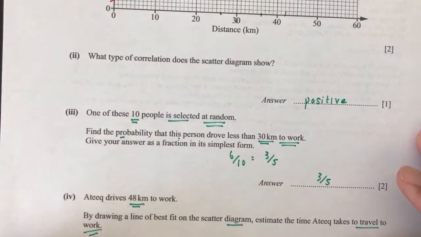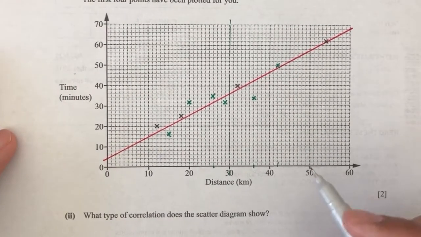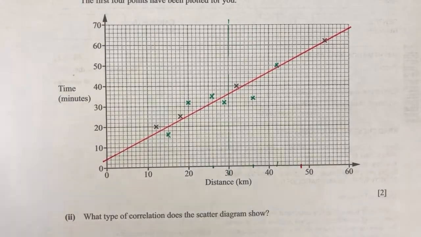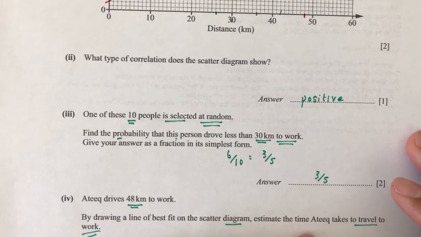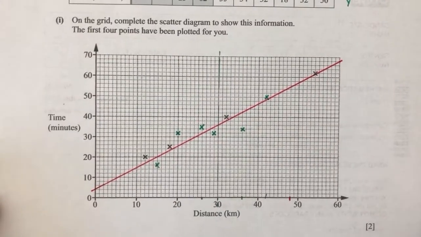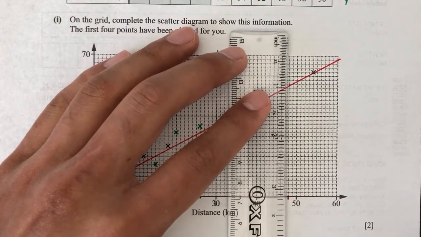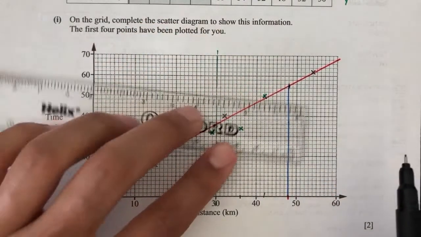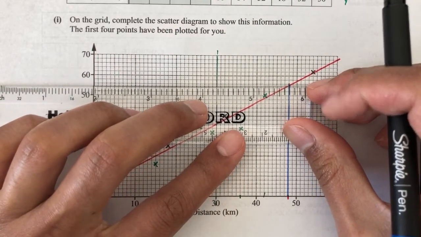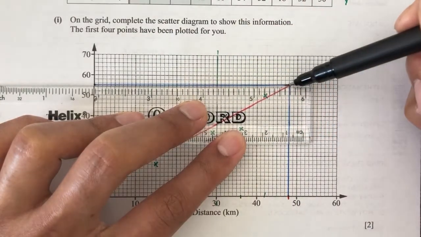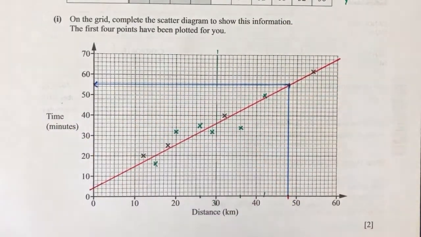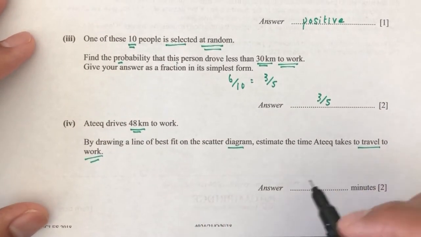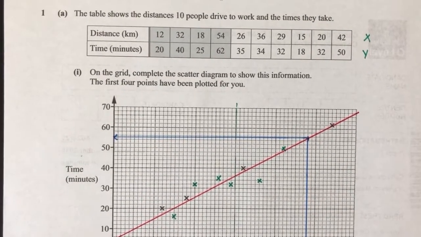So now it says Atik drives 48 km. What is 48 km? 48 km will be about this point. So we have to estimate the time he takes to travel to work. So find the time for 48 km. So we have to go from 48, try to cut the graph first. And then how about the value for time? It will be here. So I have 55 for me. So my answer for part 4 will be 55 minutes. So that is part A of question number 1.